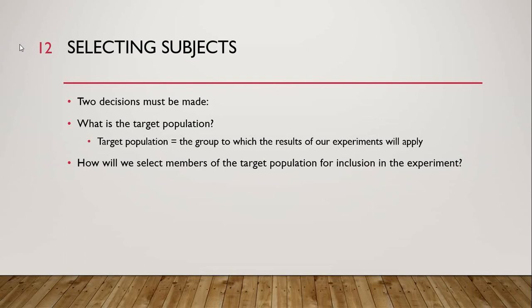So again, if we're working in a single prison, and let's say we're working with juvenile offenders, we want our experimental results to apply to juvenile offenders across the board. But ultimately, we're restricted in that we have to just draw a small sample of juvenile offenders from this one institution. And then we have to determine how we're actually going to select members from that target population to be included in the experiment. So what our inclusion and exclusion criteria are.